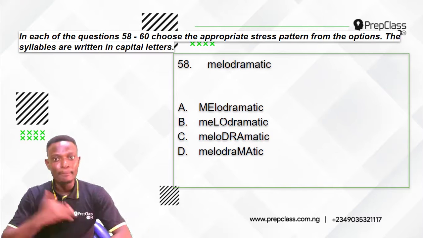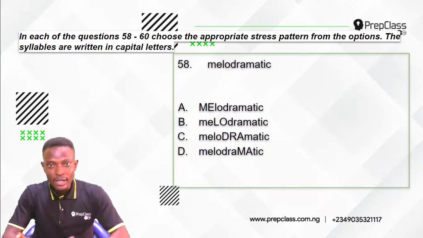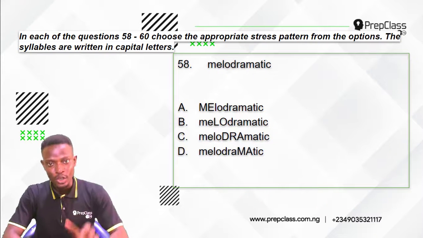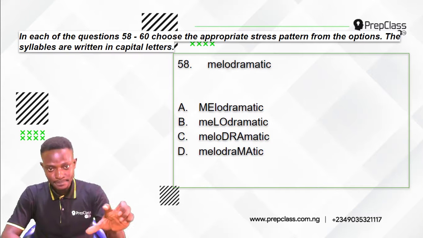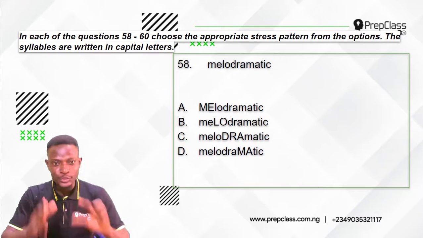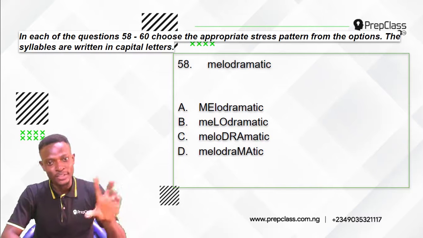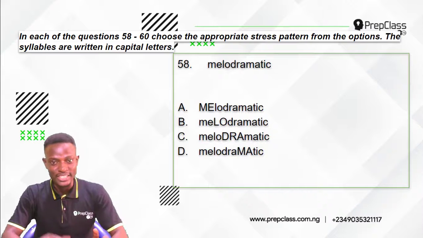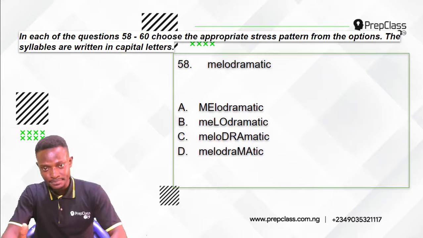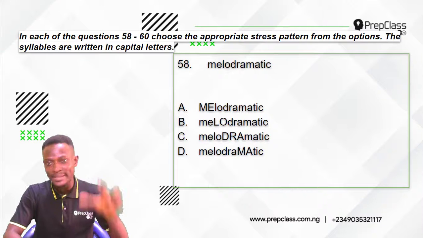Question 58, melodramatic. So, in this word, where should the stress fall? Option A, the stress is falling on the first syllable, me. Option B, the stress is falling on the second syllable, lo. Option C, the stress is falling on the third syllable, dra. Option D, the stress is falling on the fourth syllable, ma. So, which of these options shows the correct stress pattern for this word?